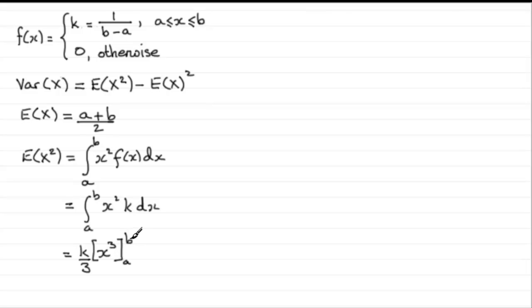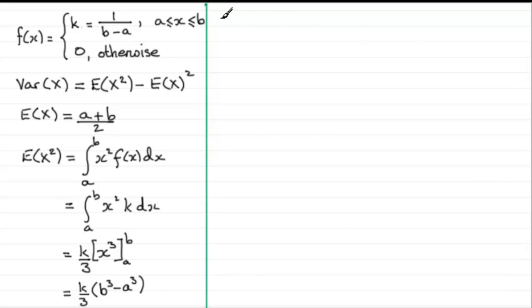So all I need to do is substitute b in and then subtract what I get when I substitute x as a. So we end up with k over 3 times (b cubed minus a cubed). So we've got E(x), we've got E(x squared), and we can substitute it into the formula for the variance of x.